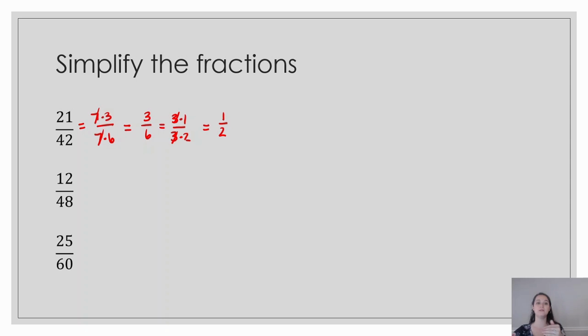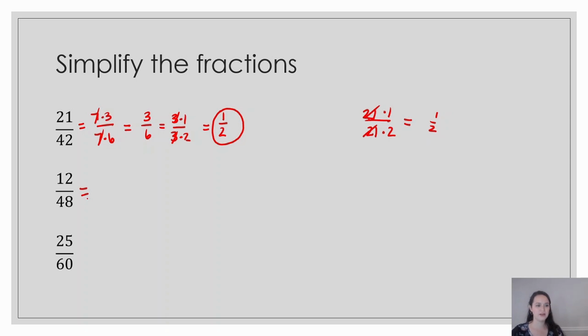It may take you 1 step to get to a half. It might take you 2, like it took me 2. That's totally fine. As long as I get to a half as the final answer, I'm good to go. If you did it in 1 step, then you would have taken out a 21. So that would have been 21 times 1 over 21 times 2, because that's what 42 is. 21s cancel out and you're left with that 1/2. So again, multiple paths to get here. Just get there. So it's okay.